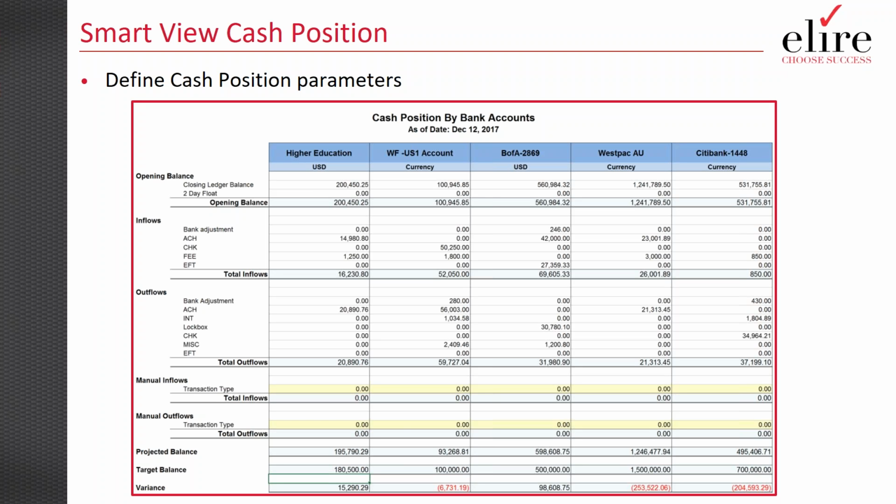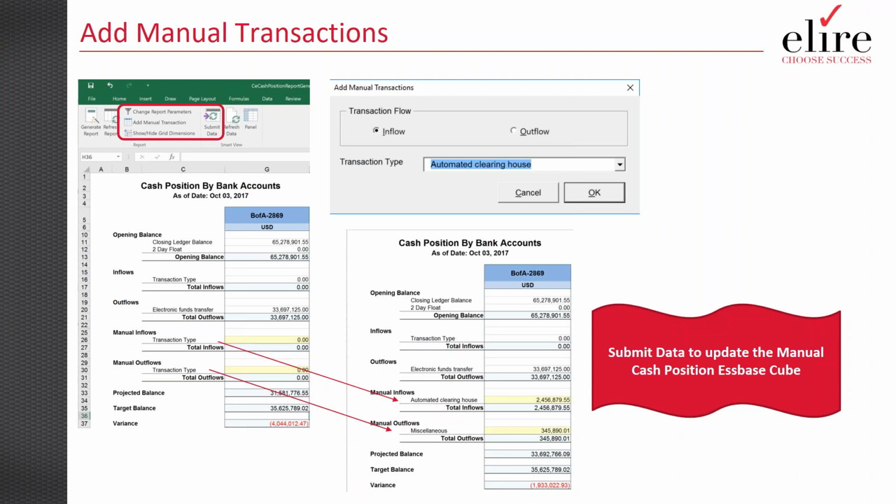So adding manual transactions to our worksheet, we do this by clicking the Add Manual Transactions button. This report is set up so we can actually add transactions where needed, and then submit the data back to the system to see our manual transactions online. So in this example, I've created an inflow and added that manual transaction of the 2.4 million ACH, and then also the miscellaneous outflow, the 345,000 number.